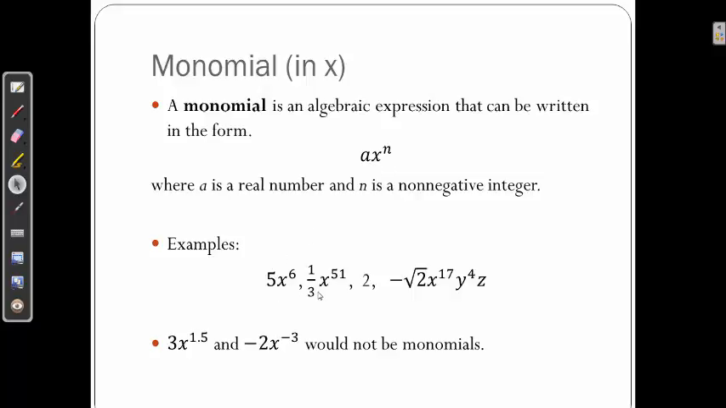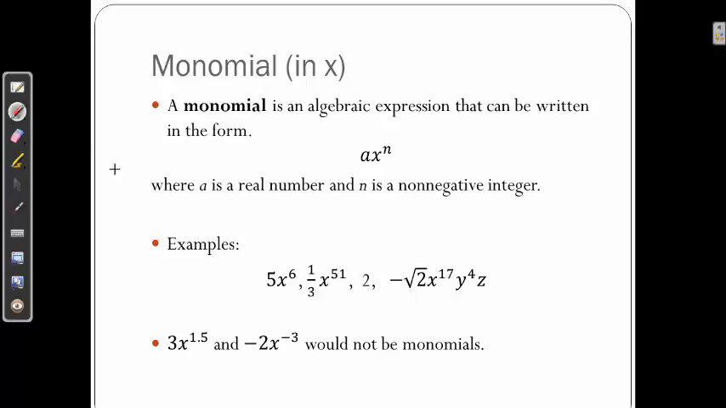So these are all monomials. Negative square root of 2 is a real number, it's just an irrational number. 1/3 is a real number, 5 is a real number, 2 is a real number. And each of these has an exponent that is an integer, and that is non-negative. This one shows you that it doesn't have to be a monomial just in X, it could be a monomial in Y, or in several variables. To be a monomial, it just has to be a multiplication of a real number and some variables raised to an exponent. You might be curious about this monomial.